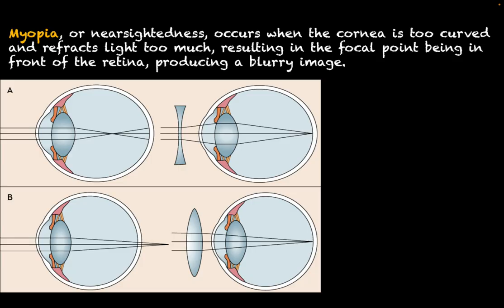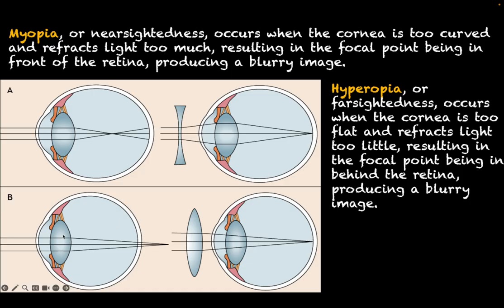Myopia, or nearsightedness, occurs when the cornea is too curved and it refracts light too much, resulting in the focal point being in front of the retina. Okay, so you can see your focal point is right here rather than right here where it's supposed to be. So this is going to cause those light rays to be out of sync or out of phase with each other when they hit the retina, and that's going to produce a blurry image. Similarly, for hyperopia down here, the cornea is too flat and refracts light too little, such that the focal point is actually behind the retina, and you get a fuzzy image or a blurry image because those light rays are out of focus or out of sync with one another.